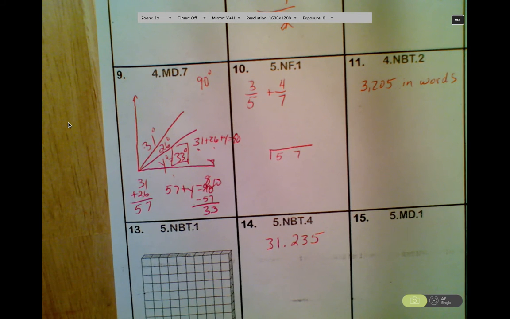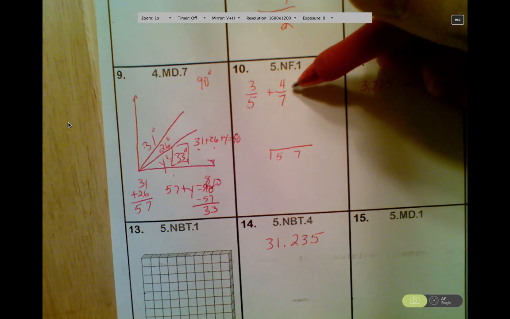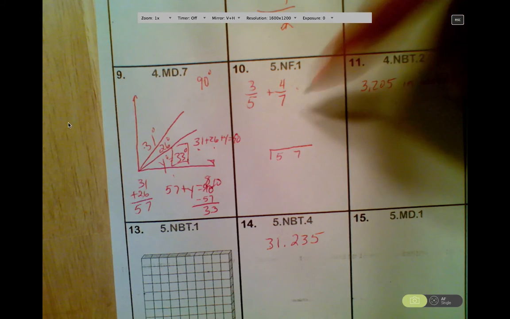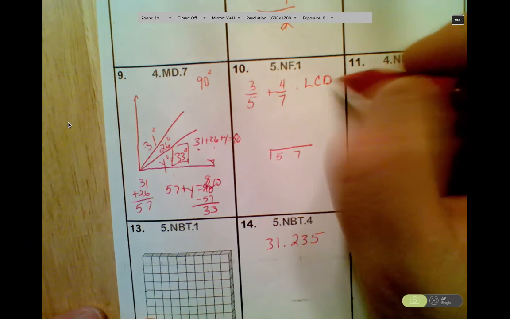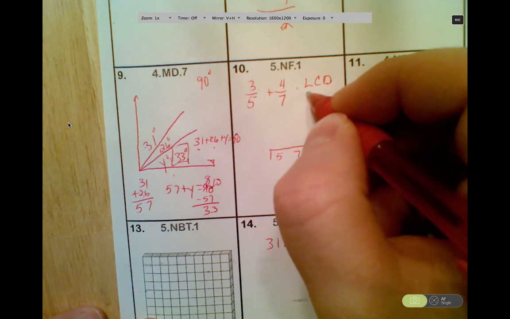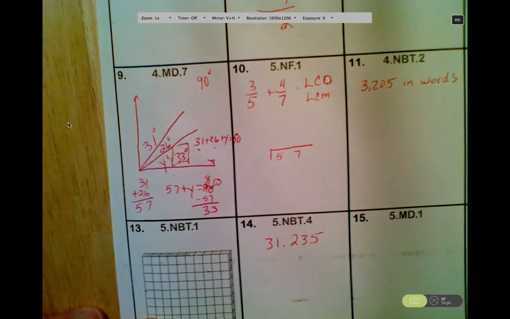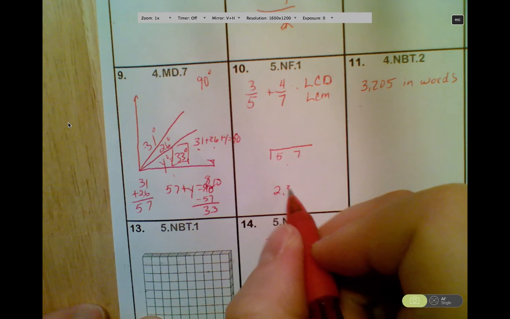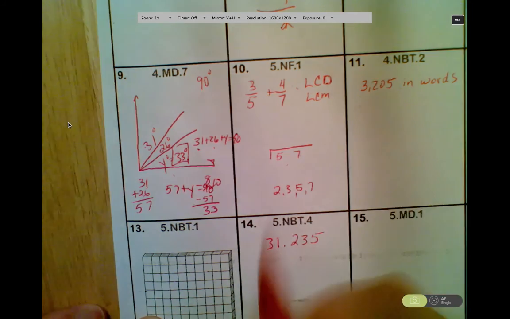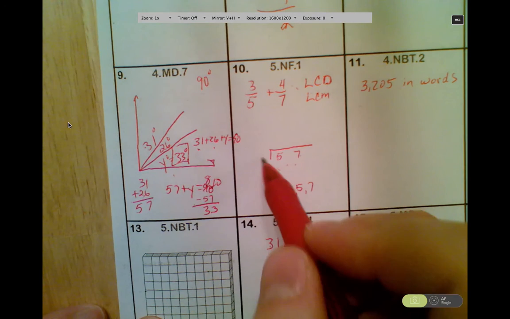Number 10, 3/5 plus 4/7. Kind of getting into this today and tomorrow. So we can't add these because 5 and 7 are not the same denominators. You can't do that. What we're going to try to find is what we call a lowest common denominator, or a least common denominator, which is basically the same thing as an LCM. And so I just went ahead and set my ladder up. There is nothing that goes into both 5 and 7. Remember, we're looking at 2, 3, 5, and 7. Well, nothing goes into both 5 and 7 except the number 1.